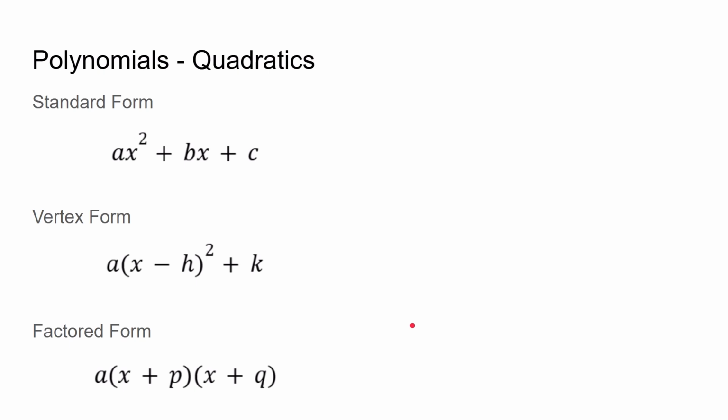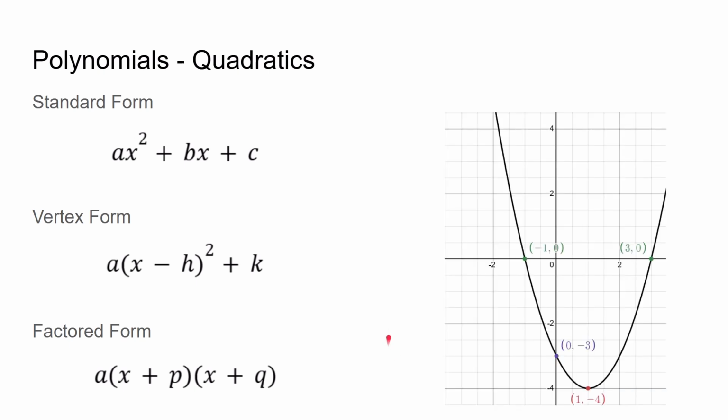Next, quadratics. This is where you would normally start considering things, specifically polynomials. So there are 3 main forms that quadratics can take: standard, vertex, and factored form. So given this graph of a quadratic, different forms can tell you different information about it. This is what the standard form would be, x squared minus 2x minus 3.